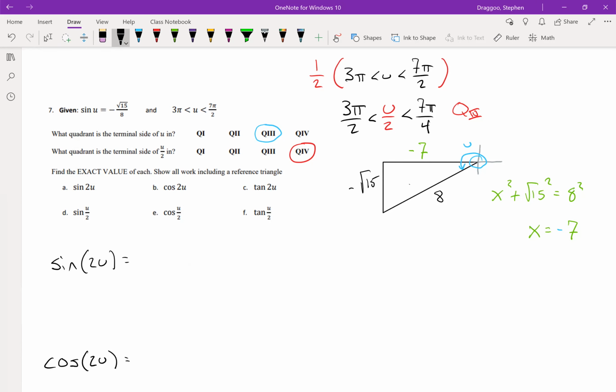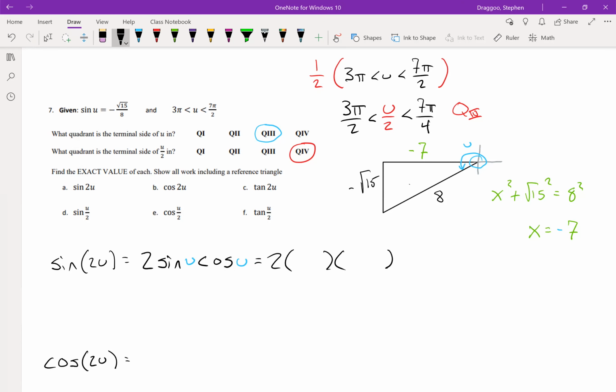So we can see back from our formula sheet that the sine of 2u is equal to 2 times the sine of u times the cosine of u. So that again, sine of 2u is going to be based on the reference triangle for u. So we're going to have 2 times a couple of factors. Looking at that reference triangle, the sine of u is negative root 15 over 8, and the cosine of u is negative 7 divided by 8.